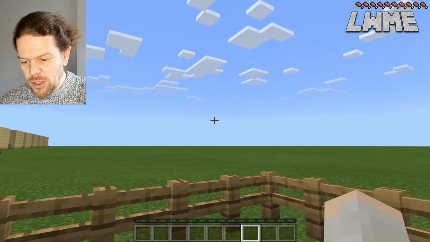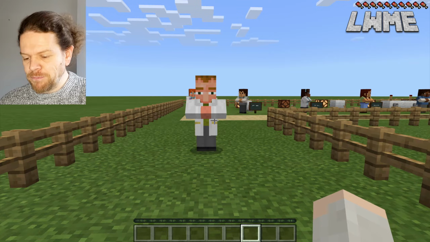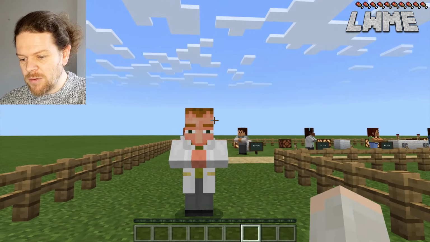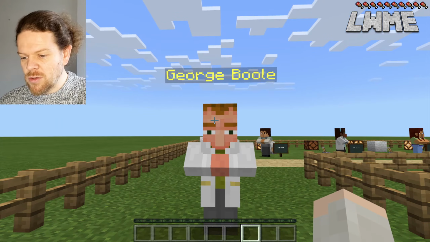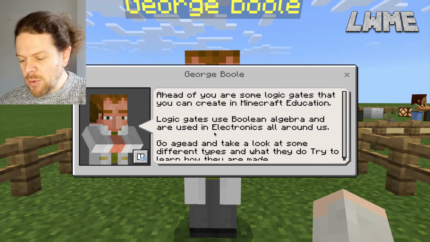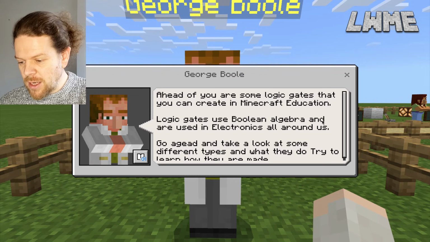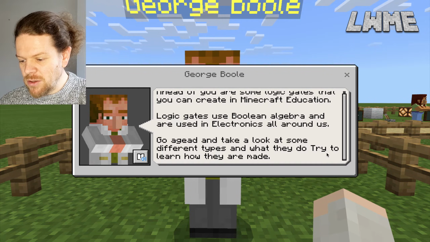We're going to look at a few different types of logic gates, how to put them together, and what they do. And we're going to get some of these non-player characters here to guide us through the process. So the first one here is George Boole, who helped to create Boolean algebra, and he tells us that it's used in all kinds of electronics around us. Go ahead and take a look at some of the different types and see what they can do. Try to learn how they are made.